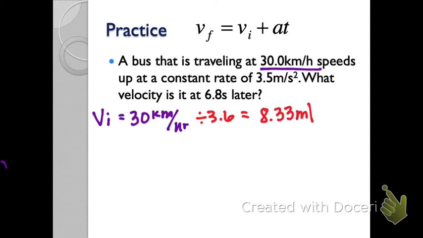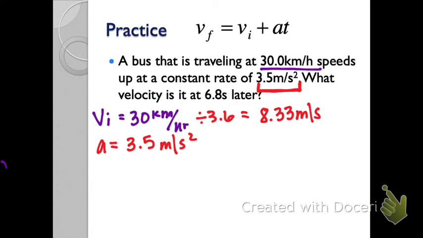And that gives me about 8.33 meters per second. Okay, so I've got initial velocity. It tells me it speeds up at a constant rate of 3.5 meters per second squared. What variable does that go with? Is that velocity final? Is that acceleration, or is it time? It is acceleration. Acceleration is 3.5 meters per second squared, right?